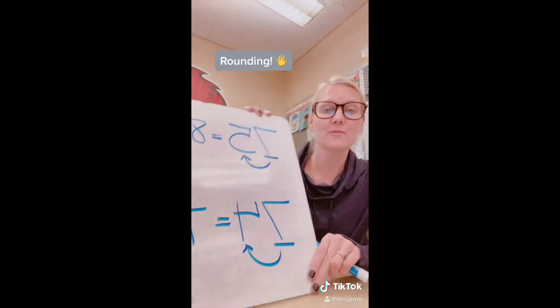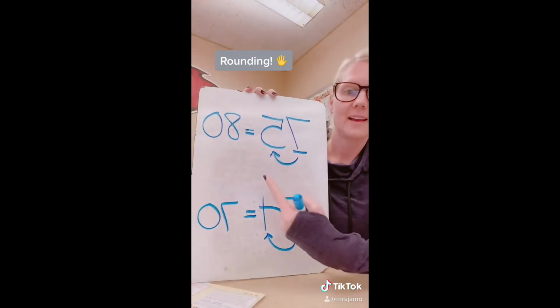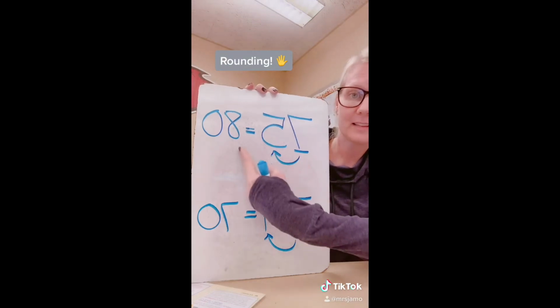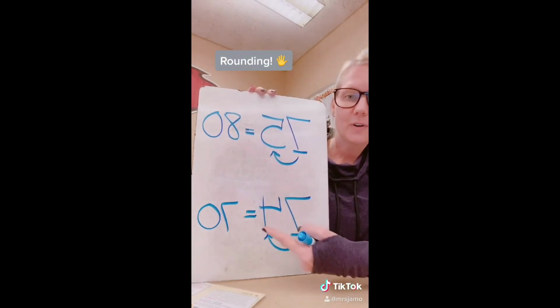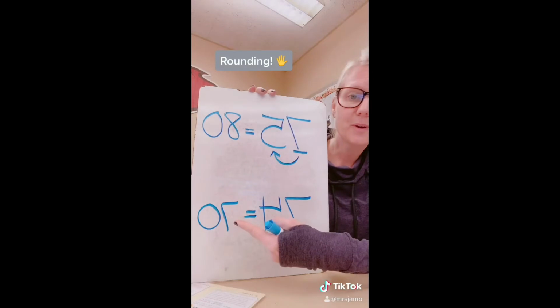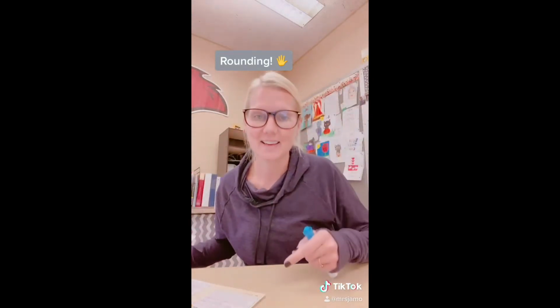I can round today. I can round, yes, I can round, oh yeah. 5 or more goes up by 1, that's it. 4 or less just stays the same, don't quit. Yes, I can round it.